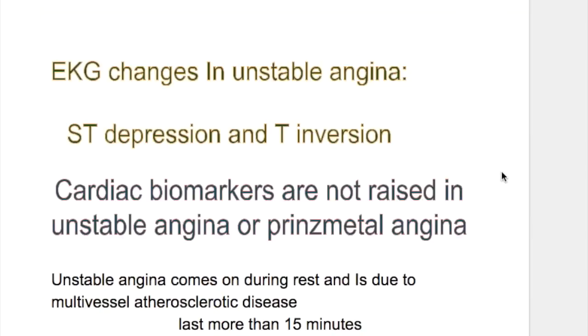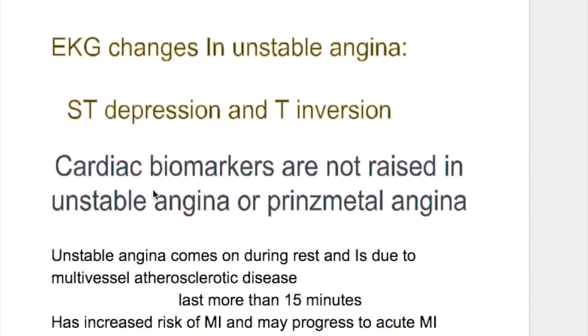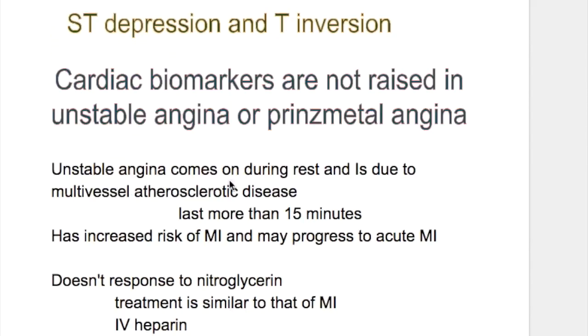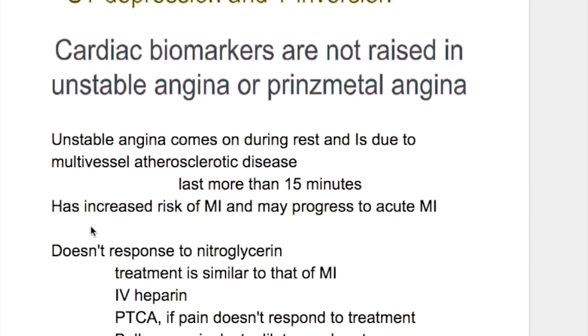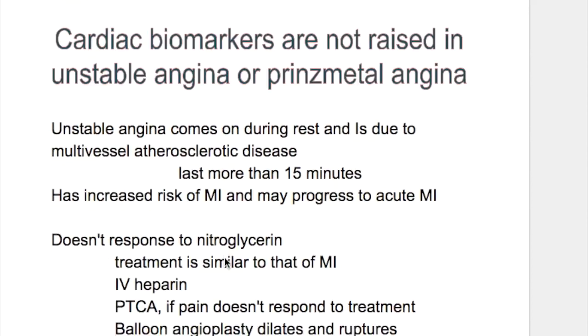The other disorder that is to be differentiated from subendocardial infarct is unstable angina, because in unstable angina there is ST depression, and also in subendocardial infarct there is ST depression. But in unstable angina, cardiac biomarkers are not raised. Unstable angina comes on during rest and is due to multivessel atherosclerotic disease, and it lasts for more than 15 minutes. It has increased risk of myocardial infarction and may progress to acute MI. It doesn't respond to nitroglycerin, and the treatment is similar to that of MI.